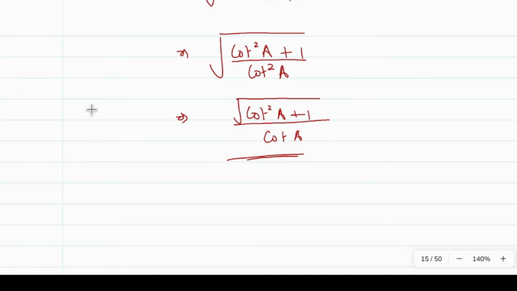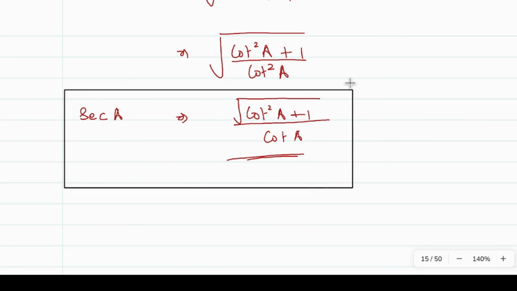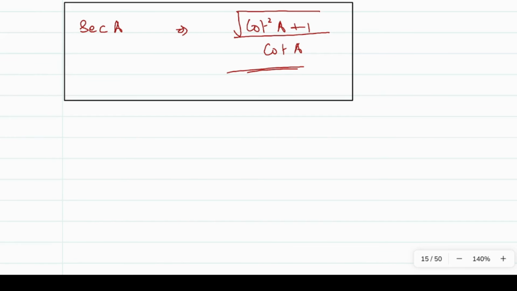So I got, for sec A, sec A equal to root of cot²A plus 1 divided by cot A. Okay, now this also I am able to write in terms of cot A. Now the third one, it is tan A. They were asking us to convert the tan A in terms of cot A. Automatically, we know that tan is a reciprocal of cot. So I can directly write tan A equal to 1 by cot A.